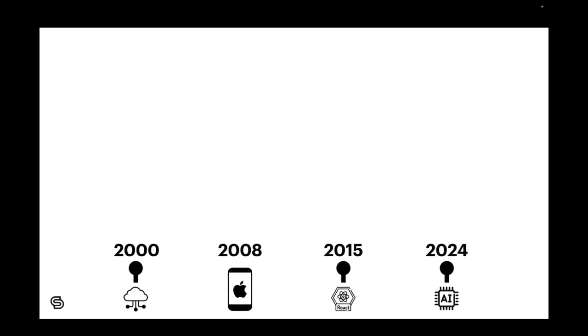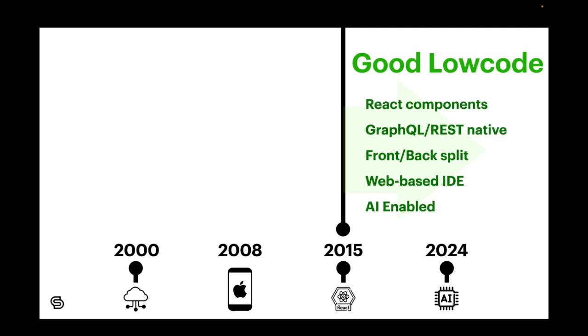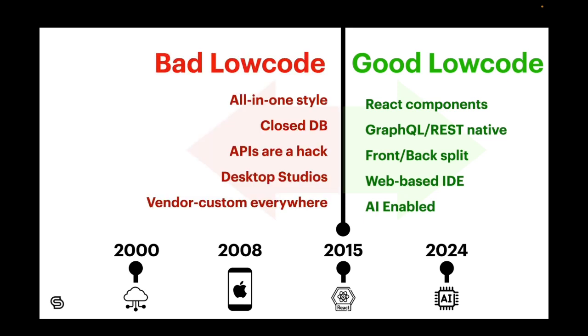The low-code landscape is divided by the rise of React in 2015. Post-2015 platforms are favored for their modern features, including native React and GraphQL REST. In contrast, pre-2015 platforms, with their closed databases, awkward APIs, and desktop-bound studios, are less adaptable to today's development challenges.